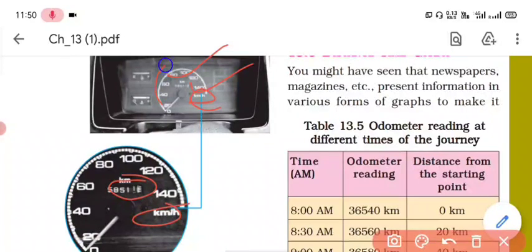Whenever the vehicle is moving from one place to another, it is denoting the speed of the vehicle, and the number written here is the distance covered by the vehicle. Whatever the total distance covered by the vehicle, it is denoted here, and this meter is known as the odometer. So the meter that denotes the speed we call the speedometer, and the meter that denotes the total distance of the vehicle we call the odometer.